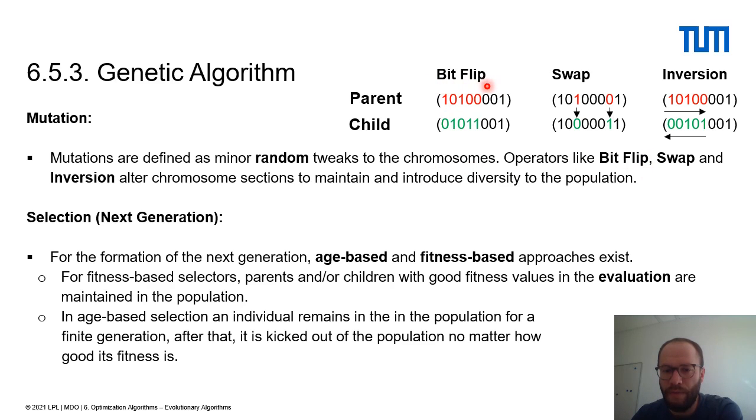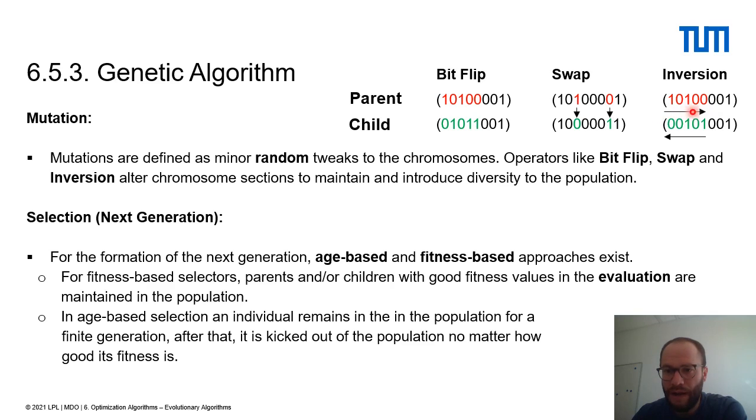In the bit flip for binary representation of chromosomes, you just flip the corresponding bit either from 1 to 0 or from 0 to 1 for a specific amount of genes. For the swap, you just swap two genes in the chromosomes accordingly. So the 1 gets to the 0 and the 0 to the 1 respectively. And the last example here is the inversion. In the inversion, the order of the single binary representations of the chromosomes are changed.